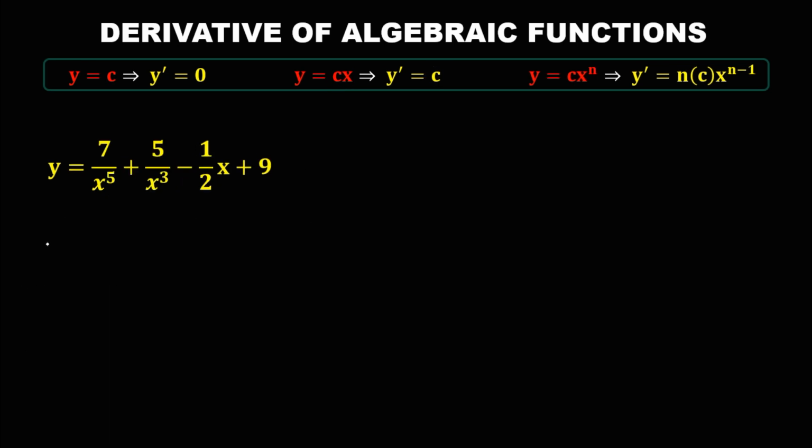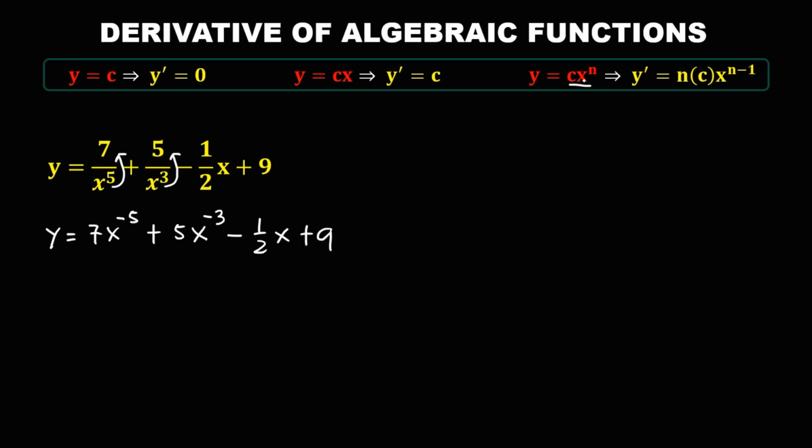Then for this given, first we need to rewrite it. Bring up this x to the power 5 and this x to the power 3, so the exponent becomes negative. So we have y equals 7 times x to the power negative 5, then plus 5 times x to the power negative 3, then minus 1/2 x plus 9.